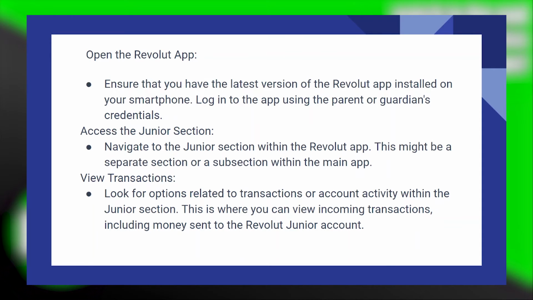Navigate to the Junior section within the Revolut app. This might be a separate section or a subsection within the main app. Look for options related to transactions or account activity within the Junior section. This is where you can view incoming transactions, including money sent to the Revolut Junior account.